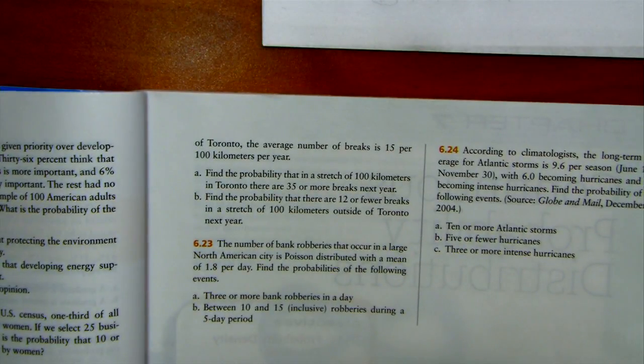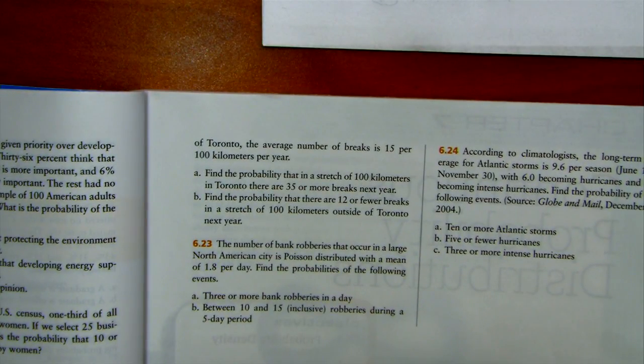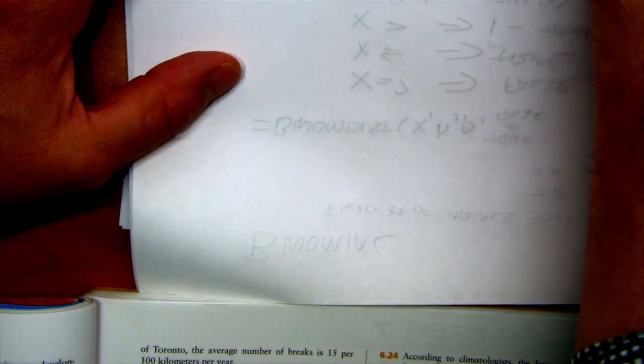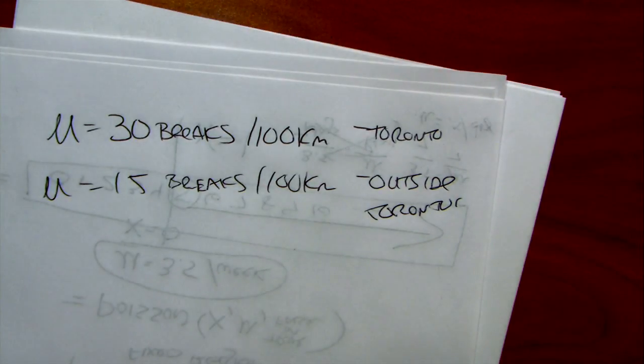Outside of Toronto, the average number of breaks is 15. So this is, I guess, the 2 averages. This is Toronto, and this is outside, so I guess we're better off outside Toronto. So depending on where we're looking at, we have to use either, sorry you guys couldn't see that, either that mean or that mean.